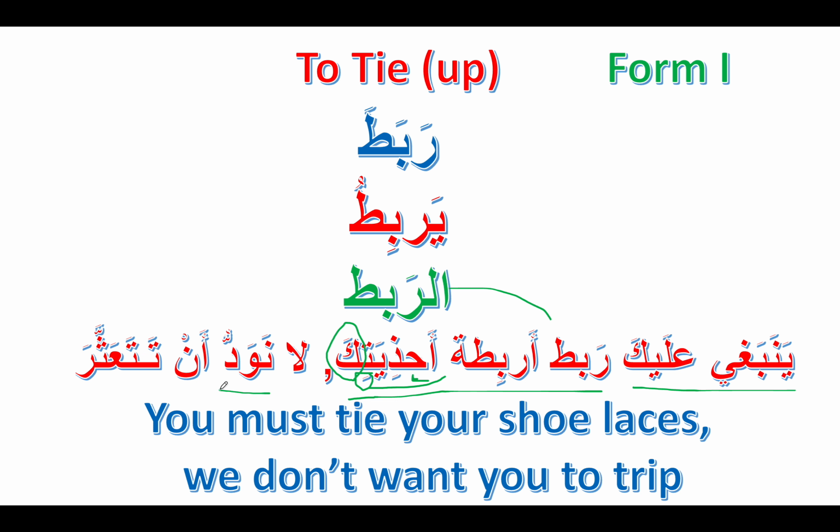لا نود, great verb. ود يود in form 1, it means to want, and it's a doubled verb. So if you wanted to say I wanted in the past, it's وددت. أن, after أن, verb in the subjunctive. So فتحة. تتعثر, form 5 verb. تعثر يتعثر, it means to trip or to stumble.